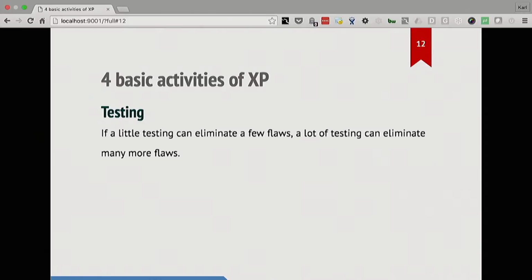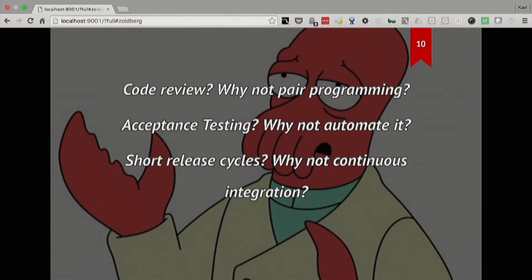Okay? The next part is testing. If a little testing can eliminate a few flaws, a lot of testing can eliminate many more flaws. And this is where automated testing comes in, automated linting, automated test and build, all that sort of stuff comes into play, because we want to be able to do one thing throughout this entire process, and that is shorten the feedback cycle. Okay, if I go back to this previous slide, all of these things are aimed at one thing, and that is shortening the feedback cycle.